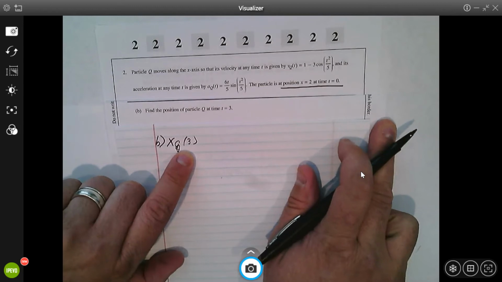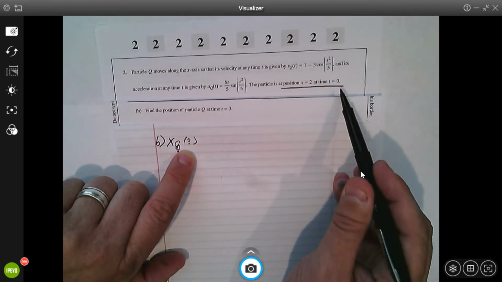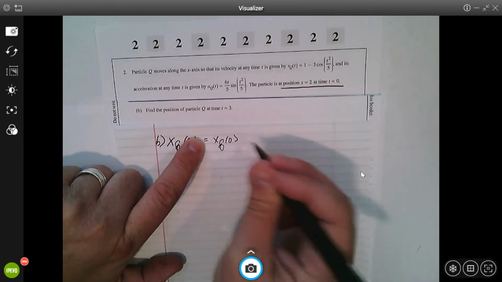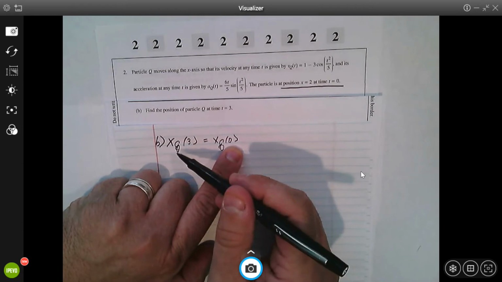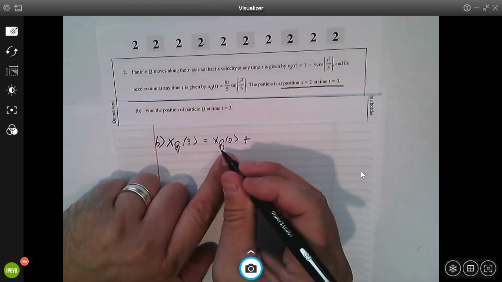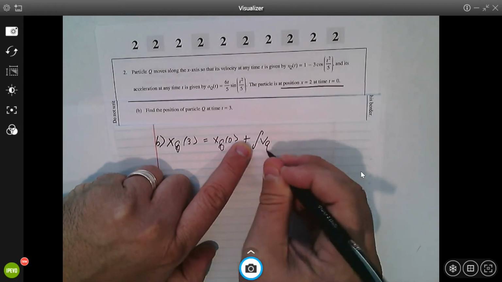Well, how do I get that? They told me the position of the particle at time 0, so I know the position of particle Q at time 0. And if I want to know the position at time 3, what I need to do is add on the change in position, which is displacement. And how do we find that?